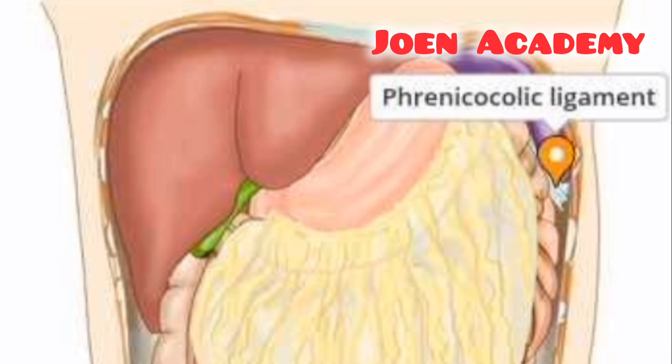The left paracolic gutter, on the other hand, is partially obstructed superiorly by the phrenicocholic ligament. This ligament extends from the splenic flexure of the colon to the diaphragm, creating a shelf that can limit the free upward passage of fluid from the left gutter into the left subphrenic space.